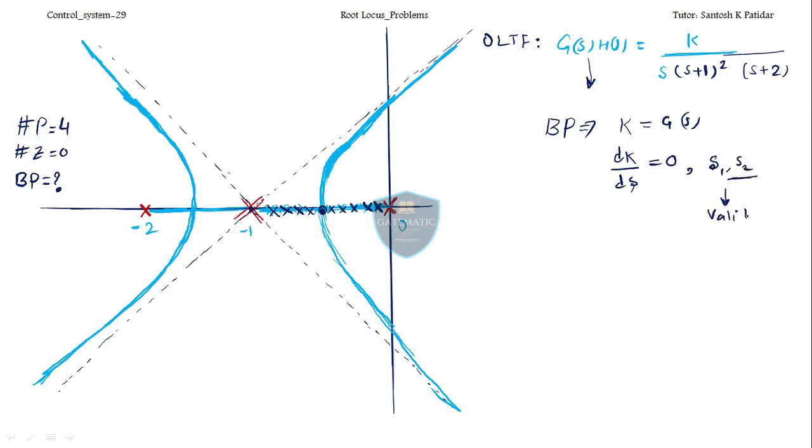So you will choose the valid breakpoint. How you will choose the valid breakpoint? If your breakpoint is available on the RL branch, then it's valid. Otherwise, it's not valid. Okay. So BP is over, breakpoint is over.